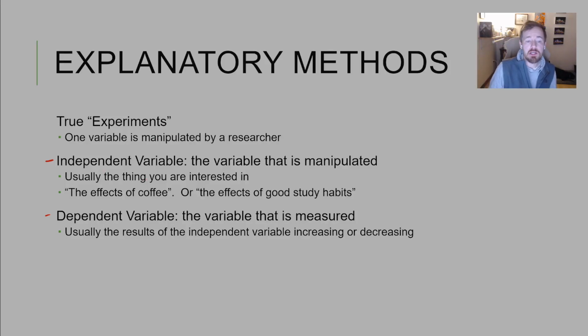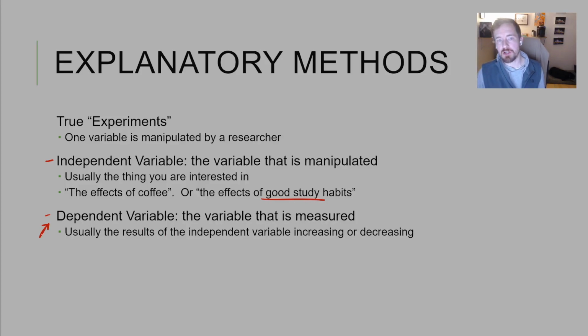And this is usually going to be the thing that you're interested in. So if you think about things like, I want to know the effects of coffee on studying, then you would say, all right, what you're interested in, your independent variable, is going to be the effects of coffee. That is your independent variable. Or, if I can use a similar example, if I want to know the effects of good study habits on my GPA, in that case, the good study habits are now the independent variable, and the GPA is the dependent variable.